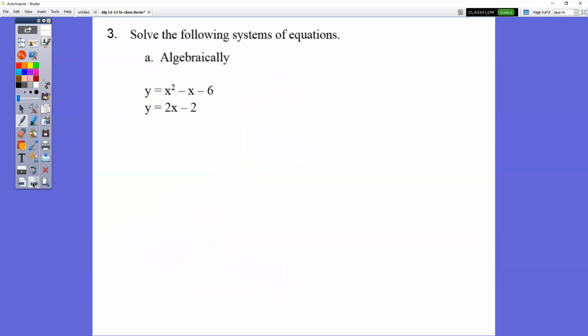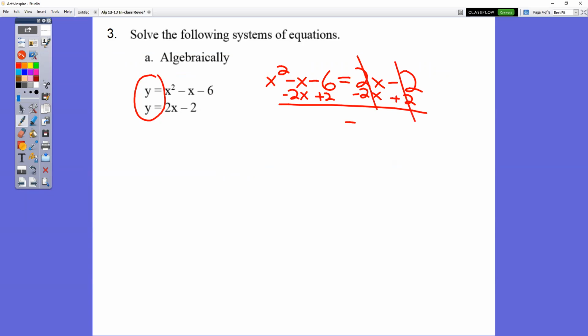In question number 3, solve the following system algebraically. Notice that both of these are set equal to y. When they're both set equal to y, all that you want to do is set those two things equal to each other. So x squared minus x minus 6 equals 2x minus 2. You want to get them equal to 0. Don't make your x squared negative. So you want to get 0 over on this side. So minus 2x plus 2 and plus 2. That way on this right-hand side of the equal sign, you have it equals 0.